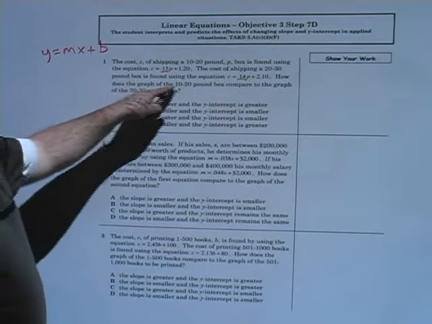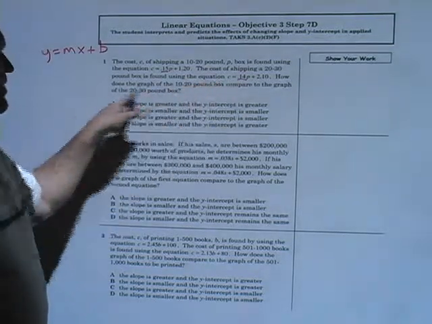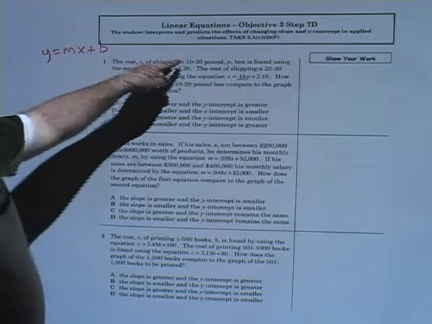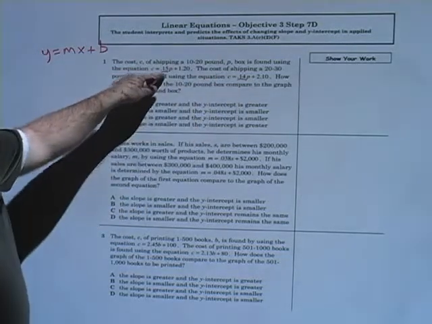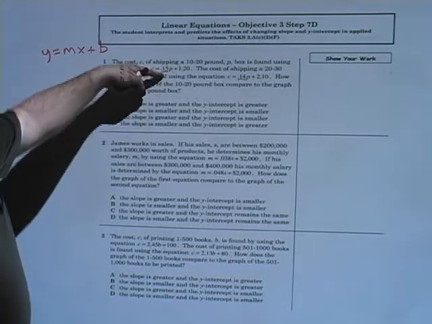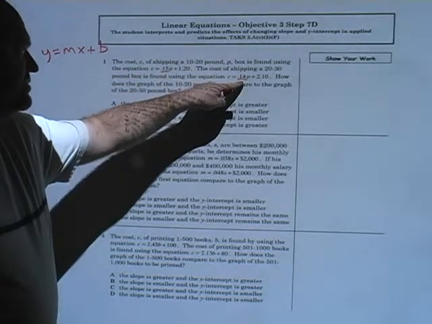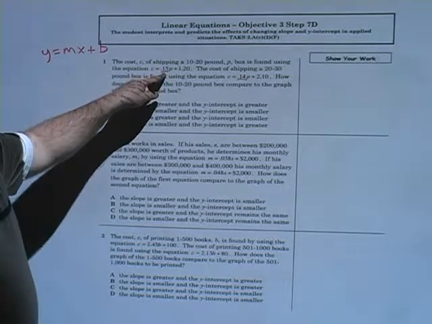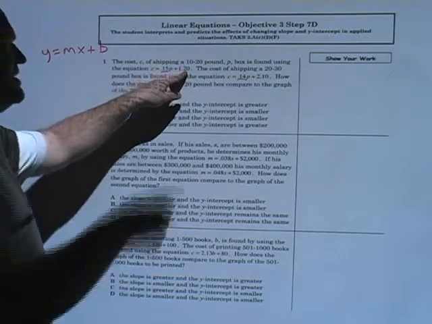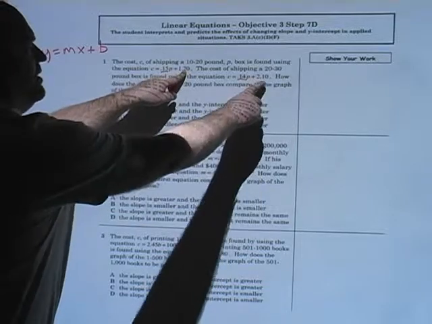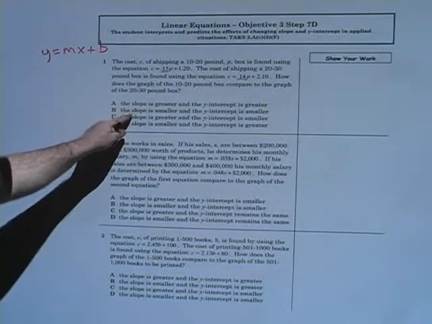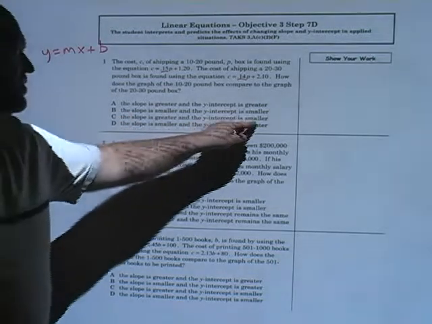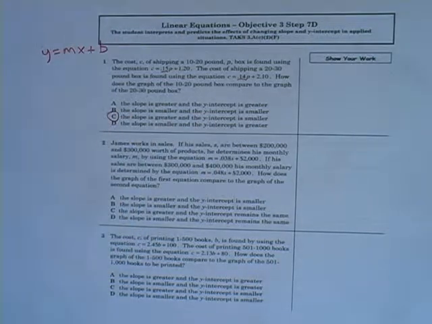So they want to know, how does the graph of the 10 to 20 pound box compare to the other one? How does this graph compare to this one? Well, this one has a bigger slope. So the slope is greater, and the y-intercept here is smaller. Answer C. That's all there is to that.